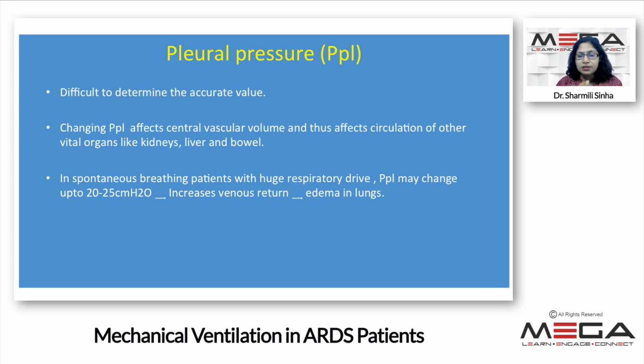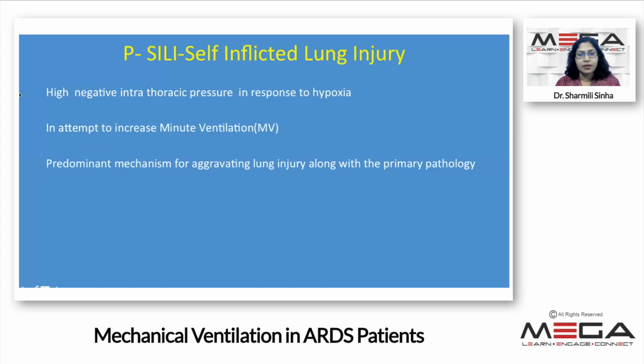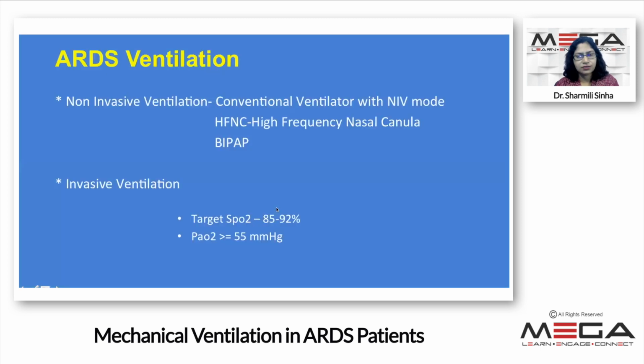Especially this phenomenon is seen in patients who are very tachypneic, in respiratory distress and not intubated. If they are in the spontaneous mode, with or without non-invasive ventilation, they try to generate a lot of pleural pressure swings, thereby increasing the venous return to the thorax, and this can also worsen the edema in the lungs. I just talked about SILI, that is self-inflicted lung injury, along with ventilator-induced lung injury once the patient gets intubated. I will not go into the details of this.